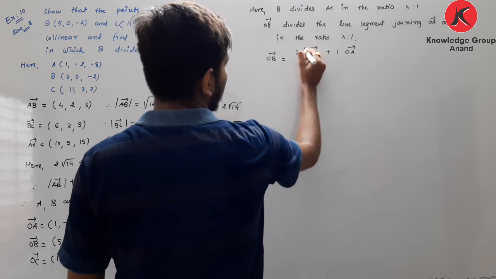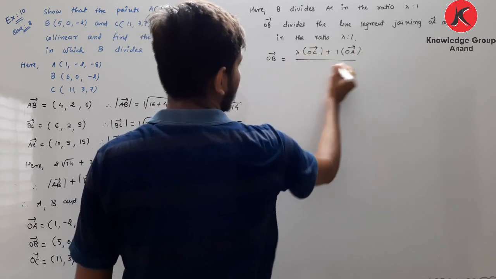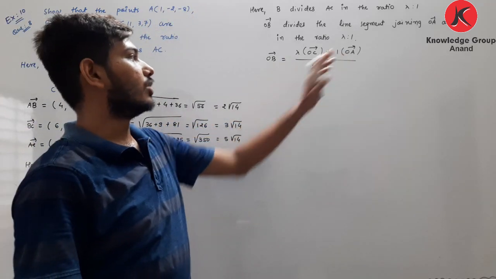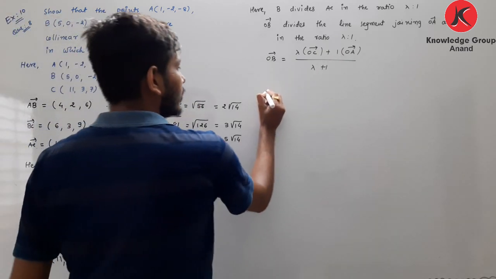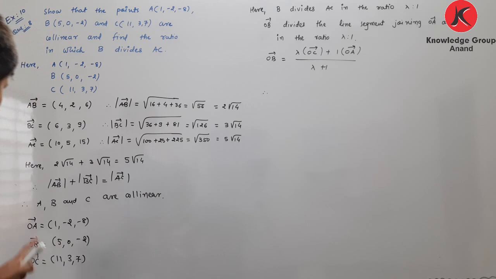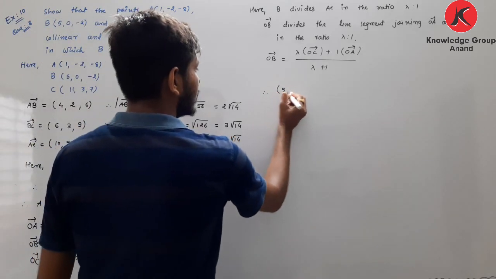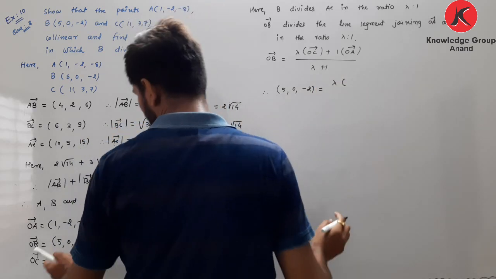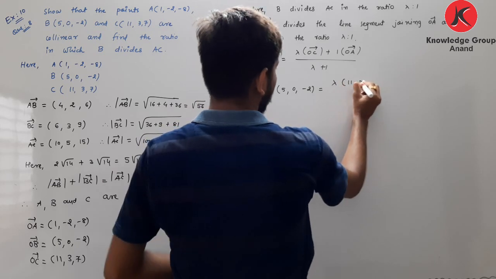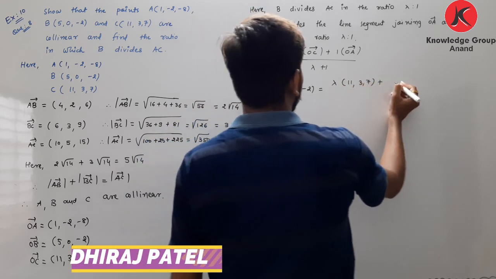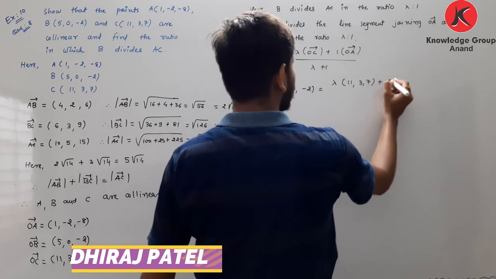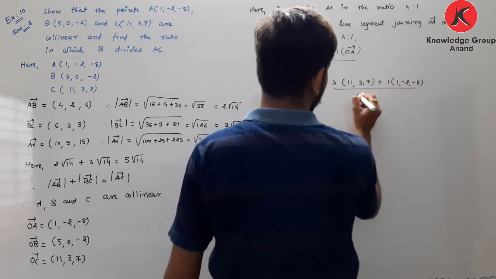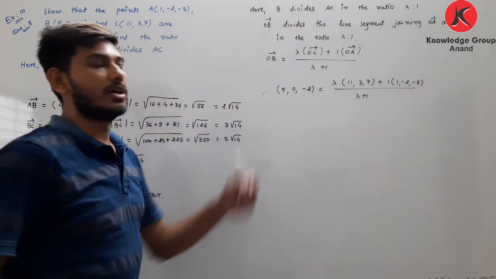divided by lambda plus 1. Remember this formula. Okay, so lambda is to 1. Now this value is with you. So put these values. Vector OB is 5, 0, -2 which equals lambda times vector OC, 11, 3, 7, plus 1 into vector OA, 1 into 1, -2, -8, divided by lambda plus 1. Now simplify this.